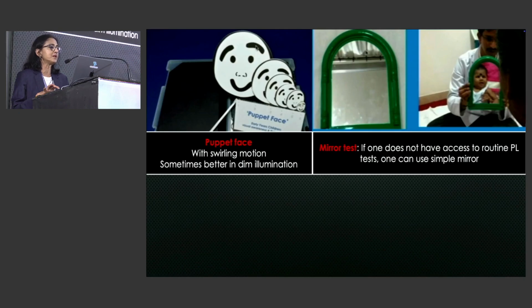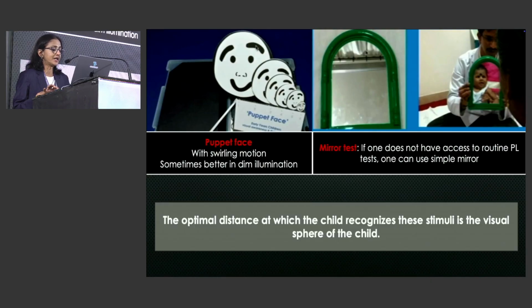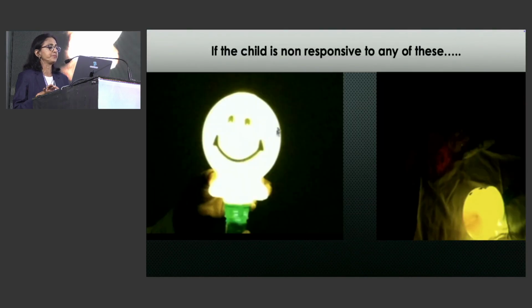Use a simple mirror and move this mirror to the child very closely and find out the distance at which the child recognizes her own face. That is the optimal distance at which the child recognizes these stimuli, the visual sphere of the child. Suppose the child is not recognizing all these, what is the other option?